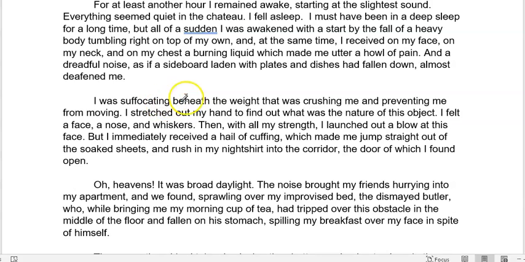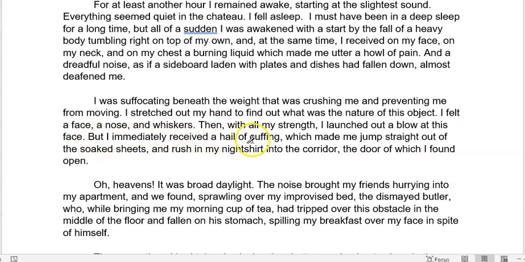I was suffocating beneath the weight that was crushing me and preventing me from moving. I stretched out my hand to find out what was the nature of this object. So what the heck has fallen on top of me here? I felt a face, a nose, and whiskers. Okay, so maybe it's one of his friends finally playing this practical joke, this prank on him. Then with all my strength, I launched out a blow at his face. So he's punching this person in the face, probably thinking that it is one of his friends.